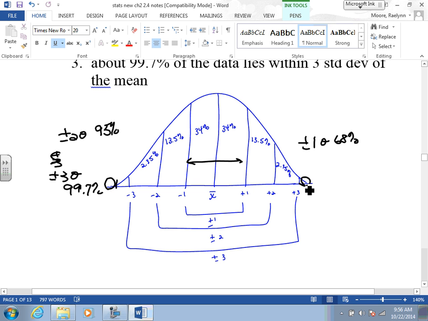We also notice that the book says anything above 2 standard deviations is considered unusual. Anything above 3 standard deviations, or below 3 standard deviations, is very unusual, because look how small that percent is. It's about 0.1%. That's how small that little piece is. So if it's going to be lower than 3 or above 3, it's going to be very unusual that that occurs.